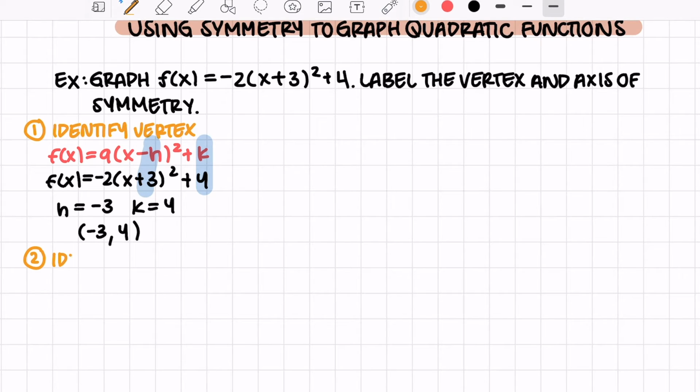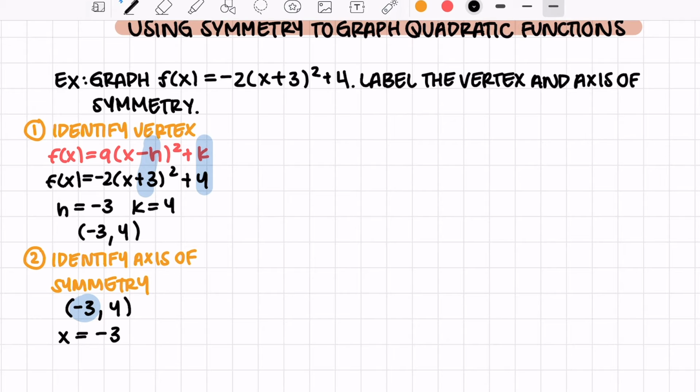So I'm going to identify my axis of symmetry. If I'm going to find my axis of symmetry, all I need to do is look at my x value. So if my vertex is negative 3, 4, then my axis of symmetry is just going to be equal to negative 3. Done. Once I find my vertex and my axis of symmetry, I can start graphing out my function.